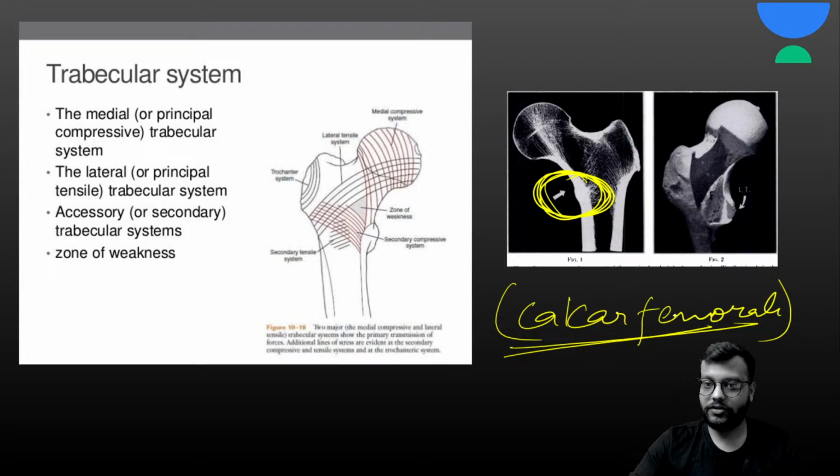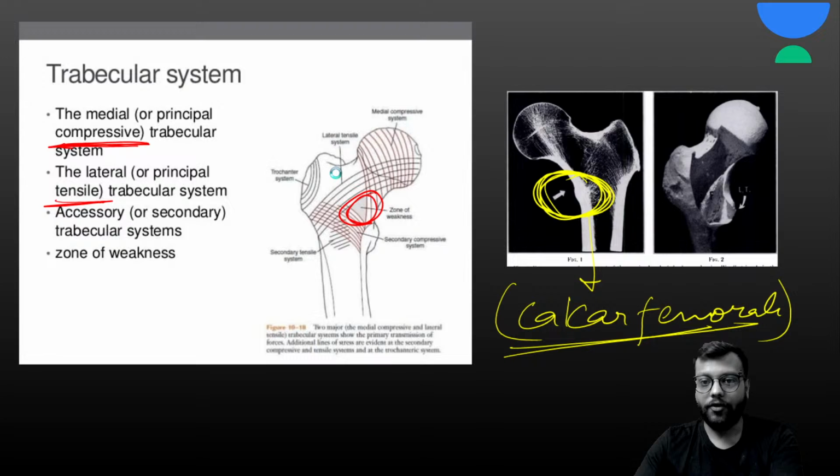And in the femoral head there are trabecular systems. There are two: the medial trabecular system, which are the compressive ones, and the lateral trabecular systems, which are the tensile ones. And here is a zone of weakness. So in the neck of femur there may be breakage or the rupture of these trabecular systems. Okay, remember this, important.